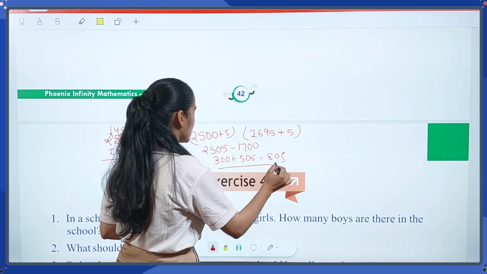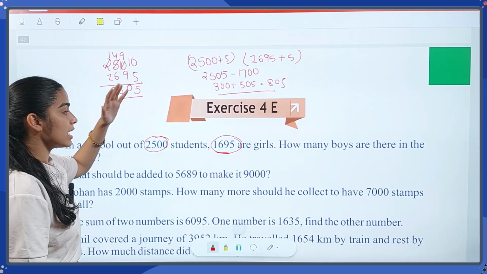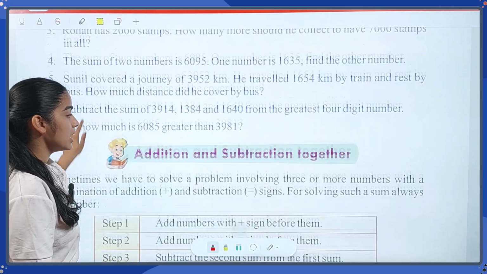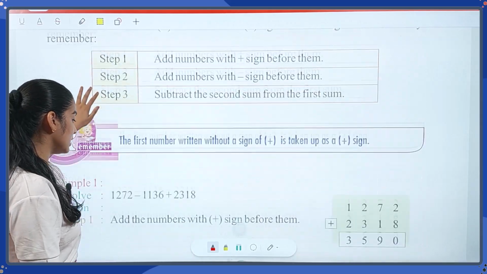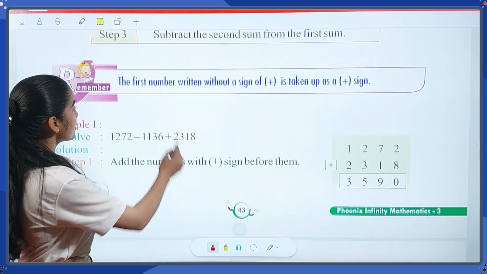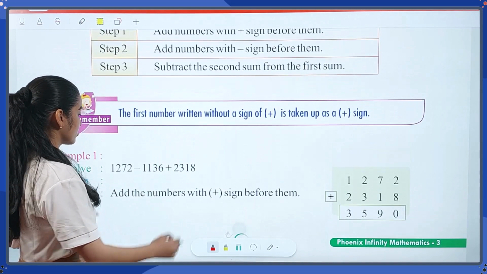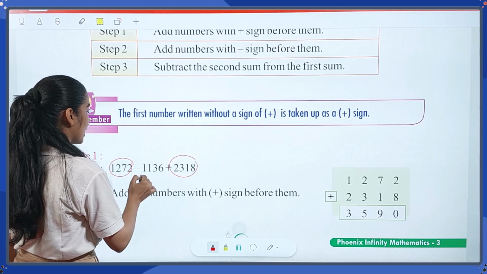So now it's totally up to you which method is suitable for you, which you feel easy. You can choose that and solve your question. And the rest of the questions you have to solve similarly. Now we have addition and subtraction together. So let's get started. The first number written without a sign is taken as having a plus sign. So it means first we add these two numbers and then we have to subtract.